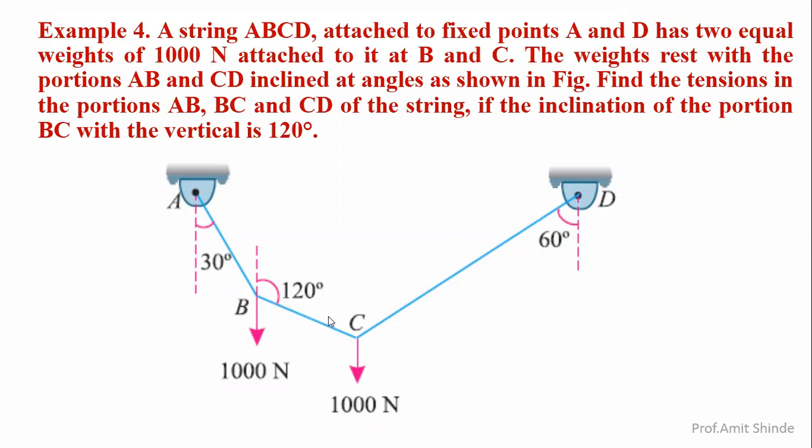Now for such an arrangement, we have to find the tension developing inside the strings AB, BC and CD. For this purpose, we have to make the free body diagram for joint B as well as for joint C separately, and we have to apply Lami's theorem. Accordingly, you will get the unknown tensions in the strings. Now let us see.